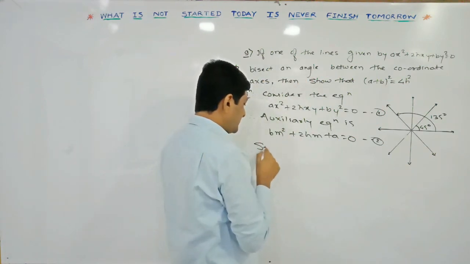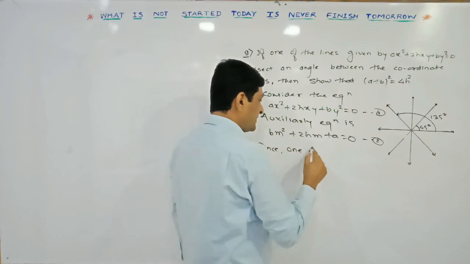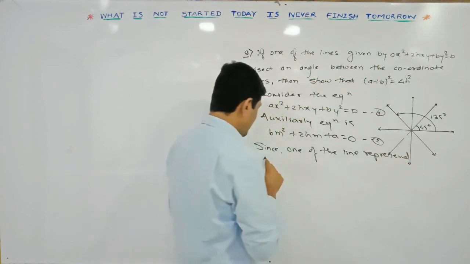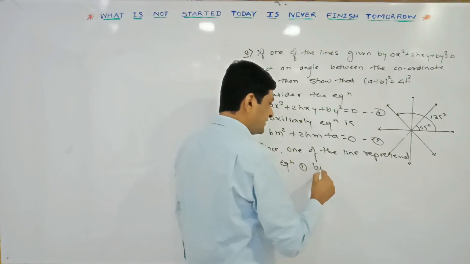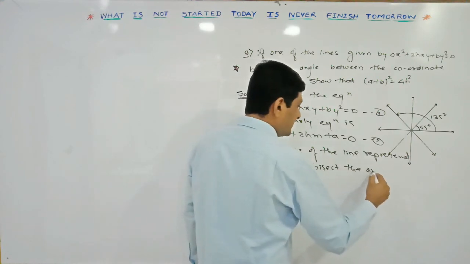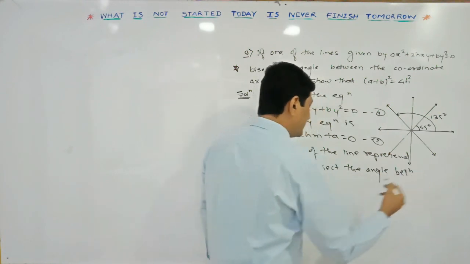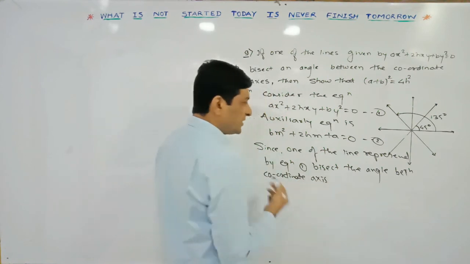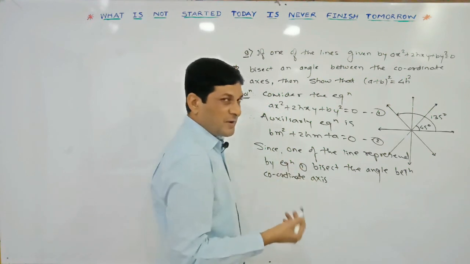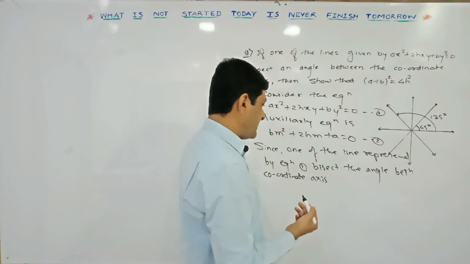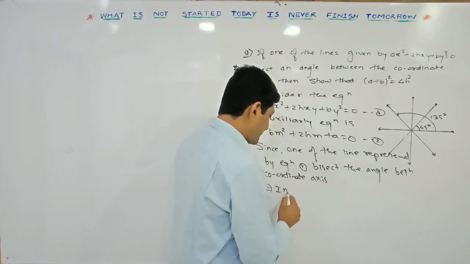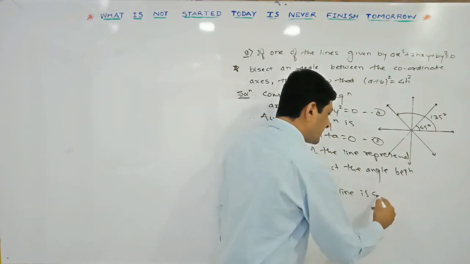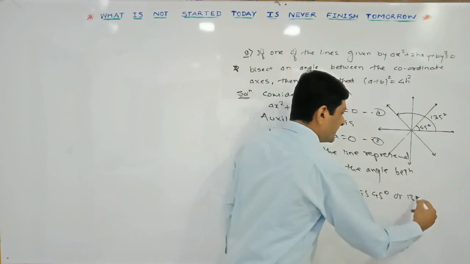What is the given condition? Since one of the lines represented by the equation bisects the angle between the coordinate axes, that's why we can say that the inclination of this line is either 45 degrees or 135 degrees. Already we have discussed it.